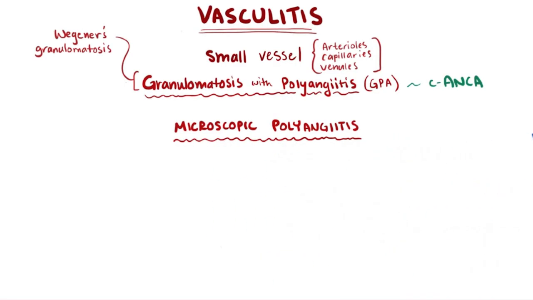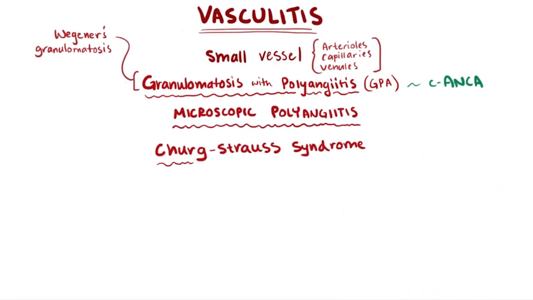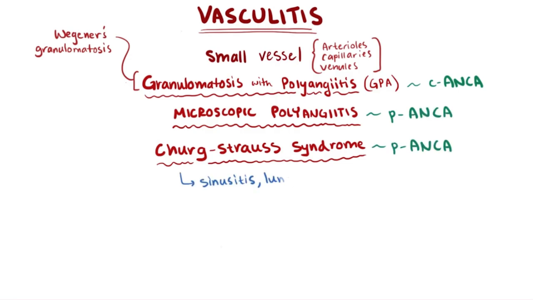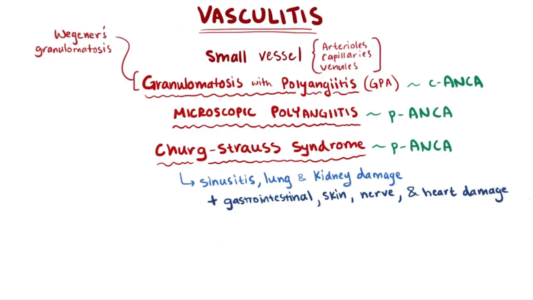Churg-Strauss syndrome is very similar to both granulomatosis with polyangiitis and microscopic polyangiitis. It's also caused by P-ANCA antibodies, and it causes similar symptoms like sinusitis, lung damage, and kidney damage. But it also causes gastrointestinal, skin, nerve, and heart damage, like some medium vessel vasculitis diseases.